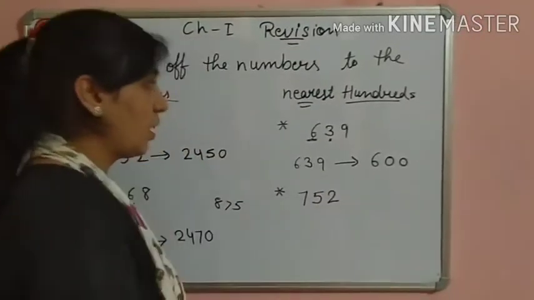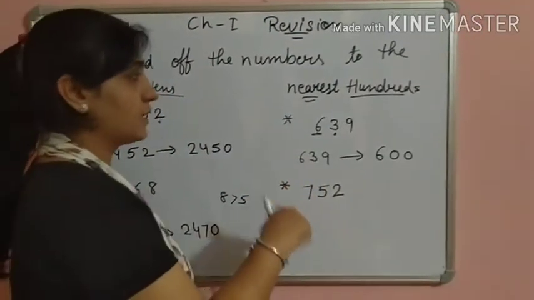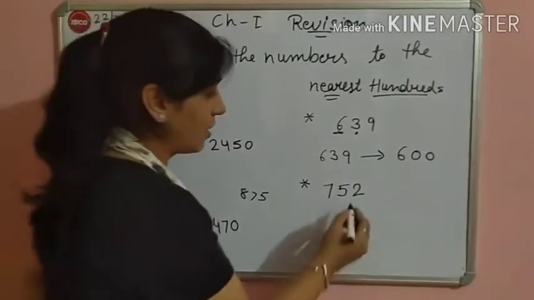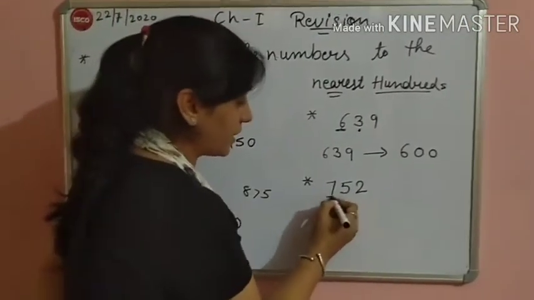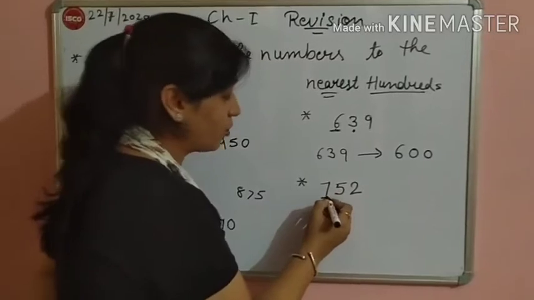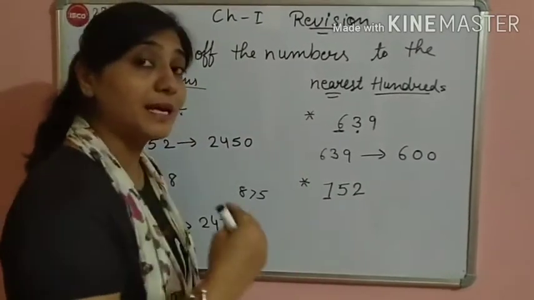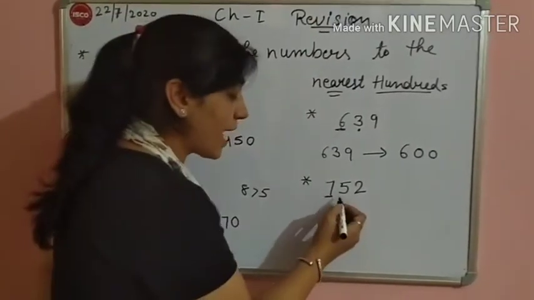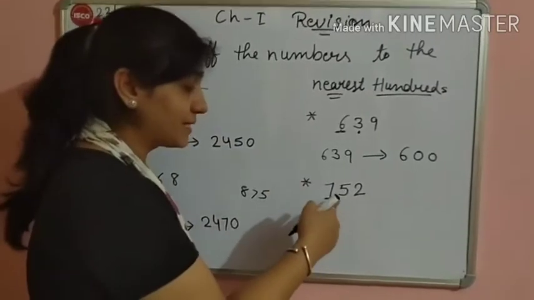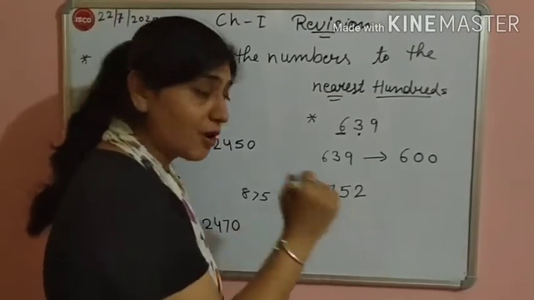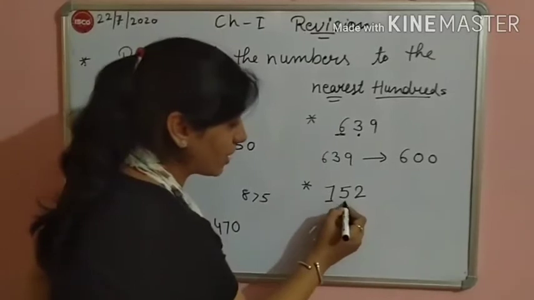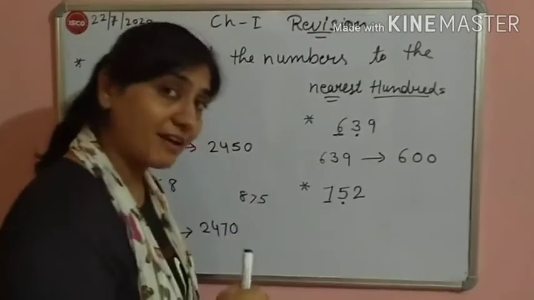752. You have to round off this number to the nearest 100. Ones, tens, 100. So we have to look at the digit to the right side of the 100 place. What is it? It is 5.